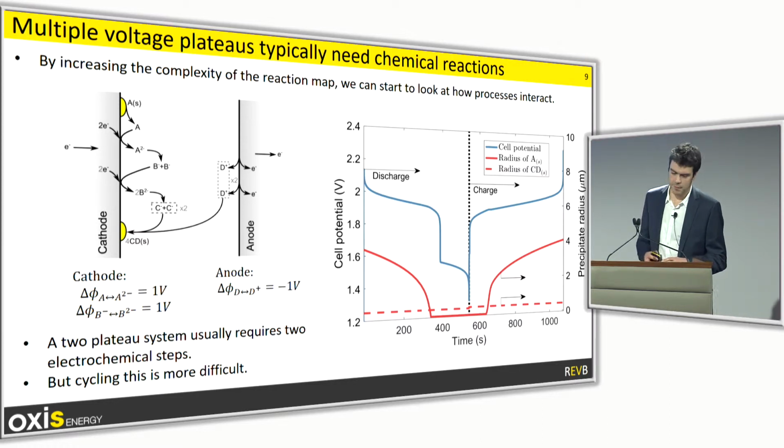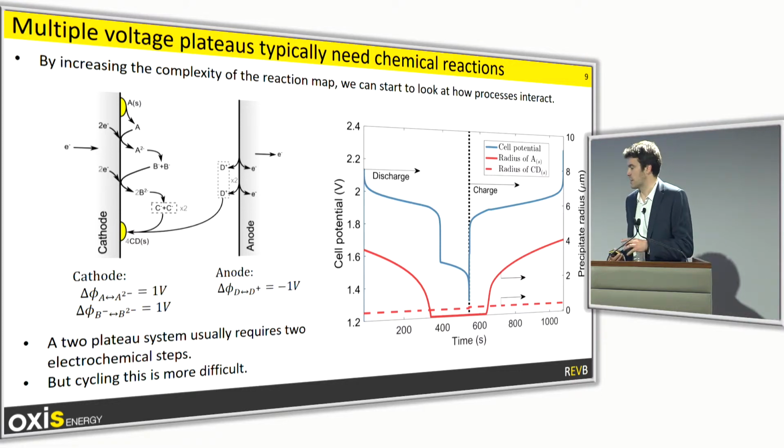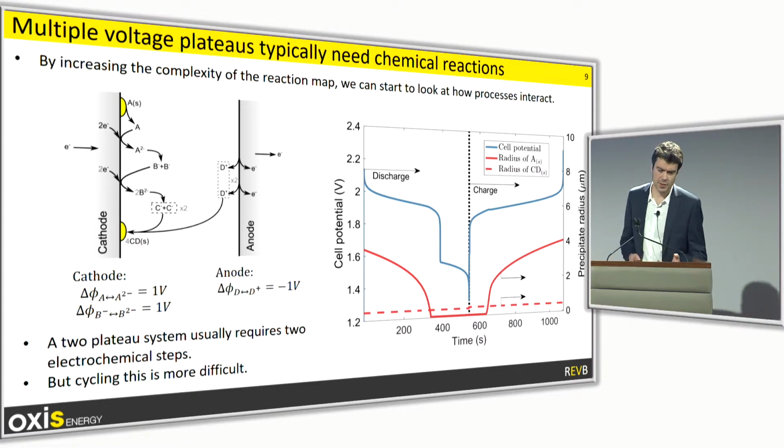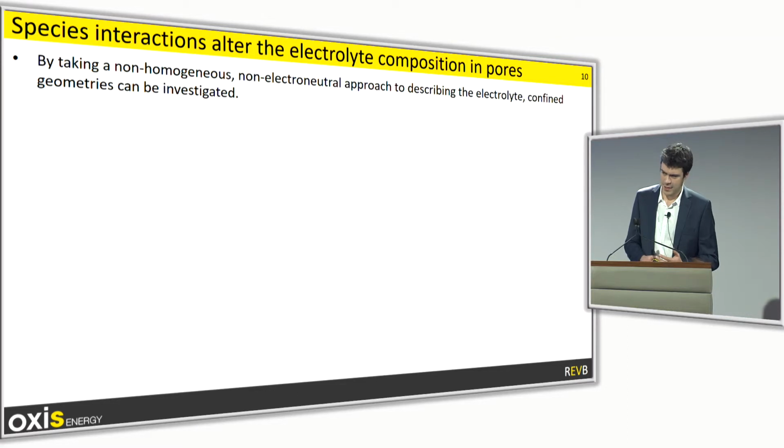This is kind of where we're at in terms of exploring the parameter space as far as understanding how reactions interact. So I'm going to move on to the second part. As I mentioned at the beginning, one of the other things we're looking at is how species interactions might be affecting the behavior of the system.